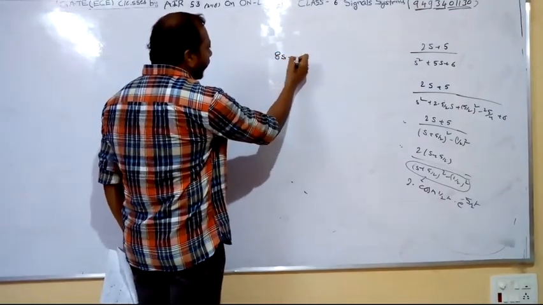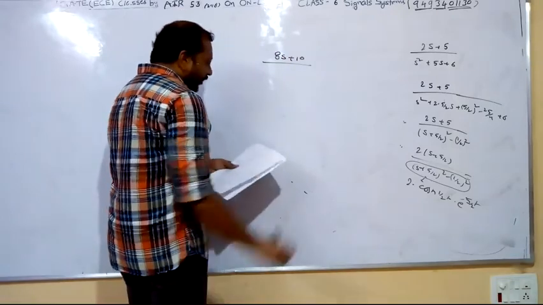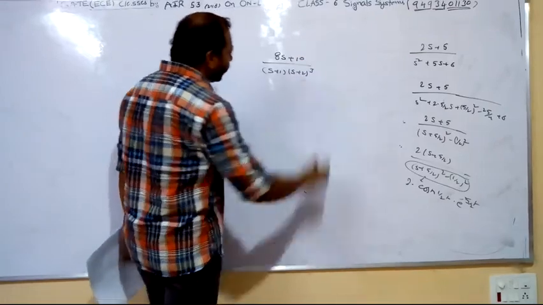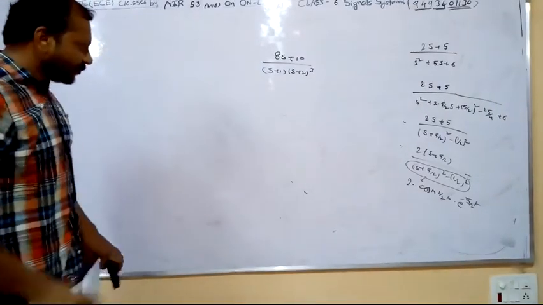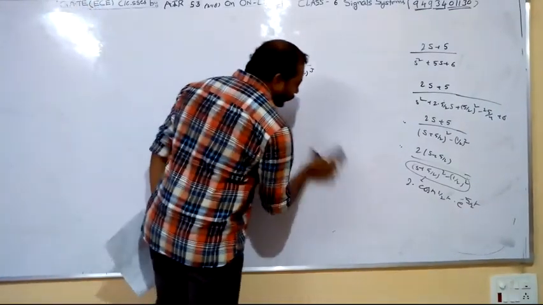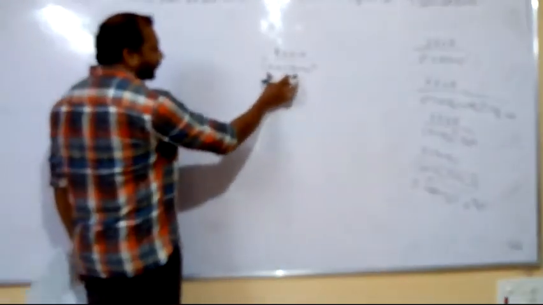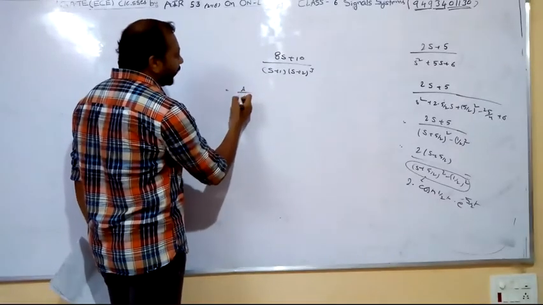Now next, what is the inverse Laplace transform of (8s + 10) divided by (s + 1)(s + 2)^3? This is a simple question, just a simple partial fraction expansion, but we have to know the procedure for how to separate this partial fraction.